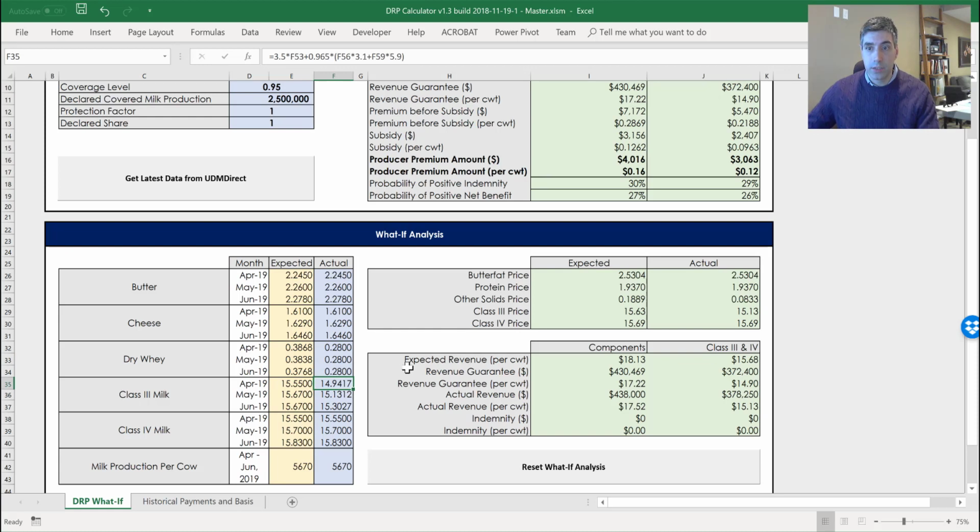And we see that in this case it's actually not enough to trigger indemnity. Dropping by 10 cents will not suffice to trigger the indemnities. What if cheese drops another 5 cents on top of that? 5, 6 cents. Now we are getting some indemnities.